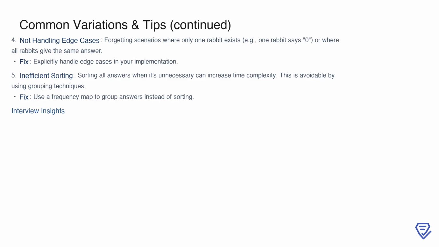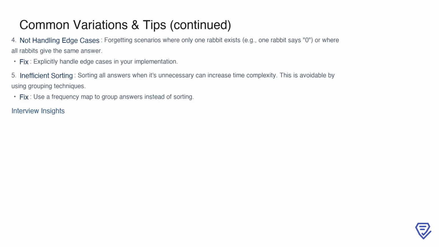Now, let's consider additional pitfalls. Forgetting to handle edge cases is a major issue. For example, what happens if there's only one rabbit and it says 0? Or if all rabbits give the same answer? Your implementation should explicitly address these scenarios to be robust.